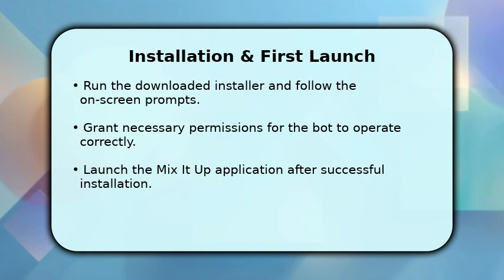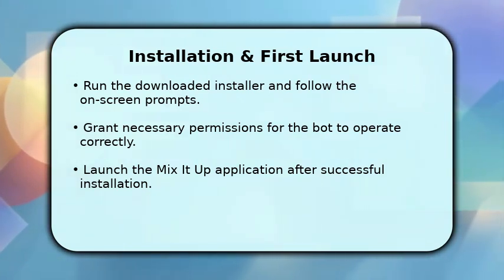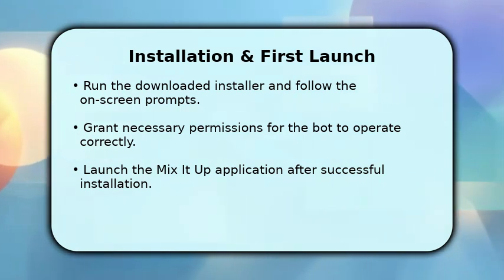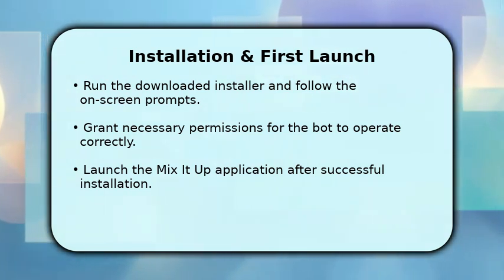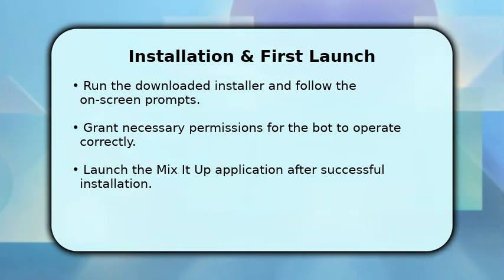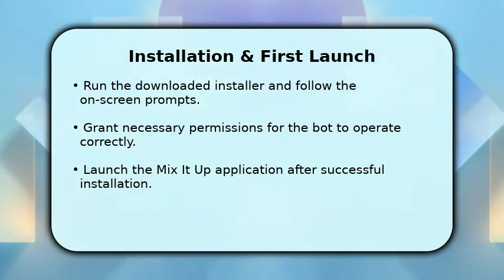Next, let's get it installed. Locate the installer file you just downloaded and double-click it to begin. Follow the simple on-screen instructions, accepting the terms and choosing an installation directory. You might be prompted to grant certain permissions. Ensure you allow them for full functionality. After installation, the bot will typically launch automatically, or you can find its shortcut on your desktop. This gets the core application running.